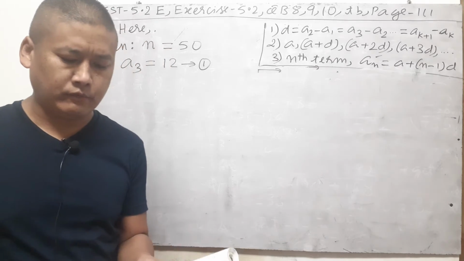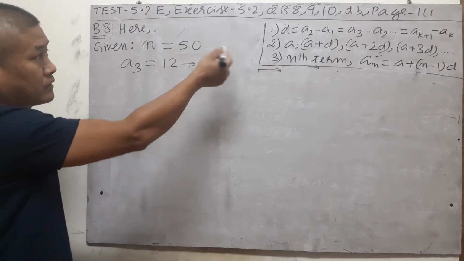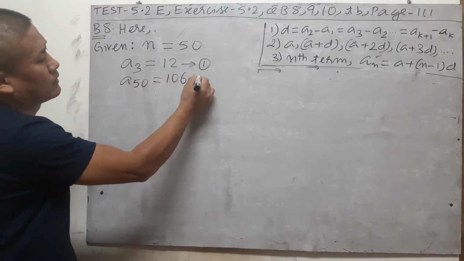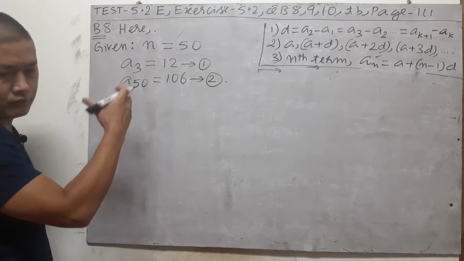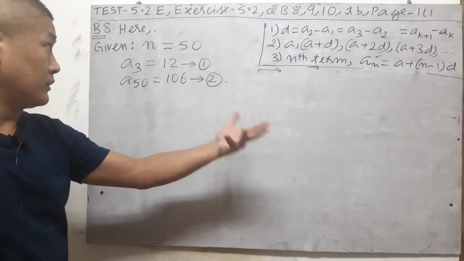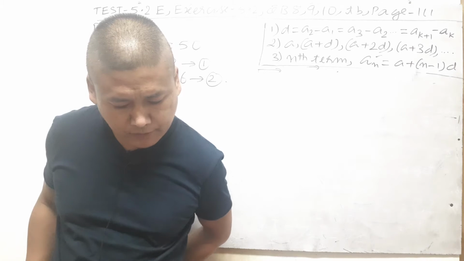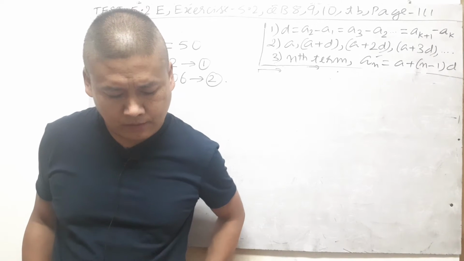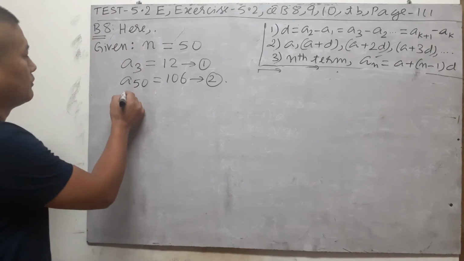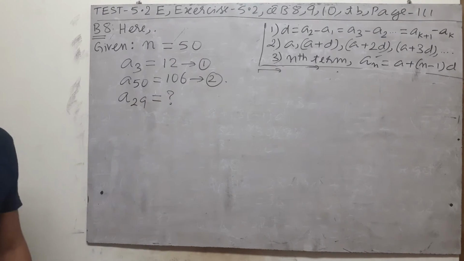The last term is 106. So if the total number of terms is 50, then the last term will be the 50th term. So A50 will be 106, because the question is saying the last term is 106. So the 50th term will be the last term, because the total number of terms is clearly given in the question as 50. So these are the primary information given in the text, and we have to find the last sentence. Look there in your textbook. Find the 29th term. So that means we have to find A29, the 29th term. That's what we have to find, right?